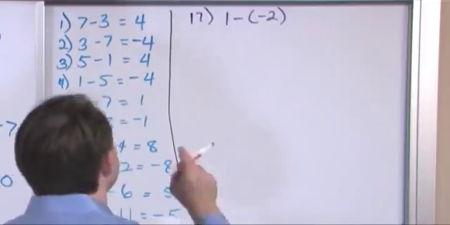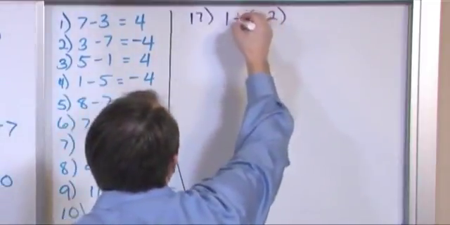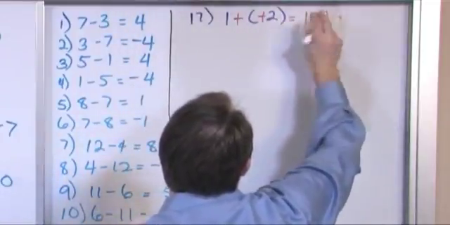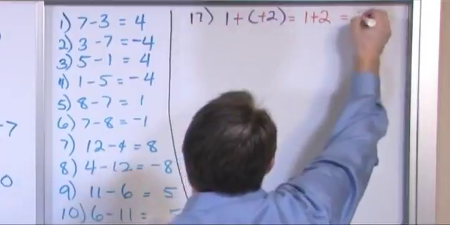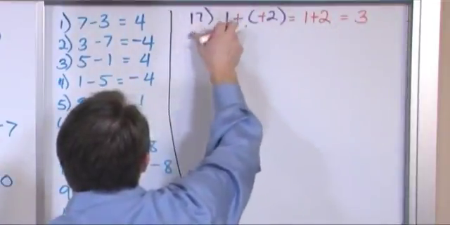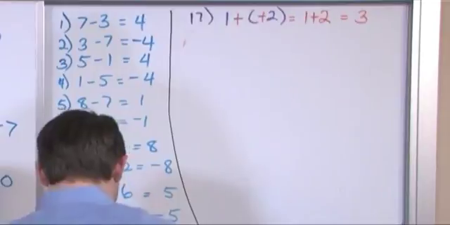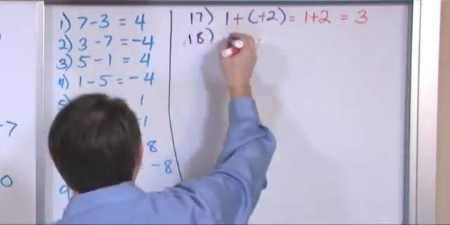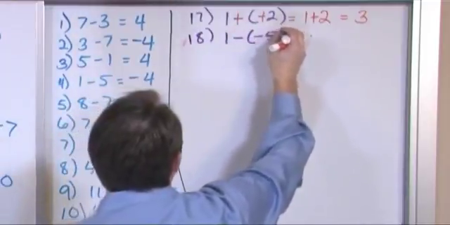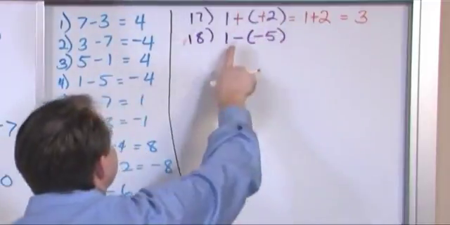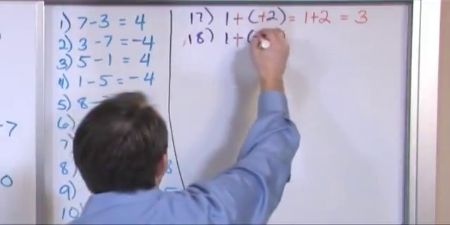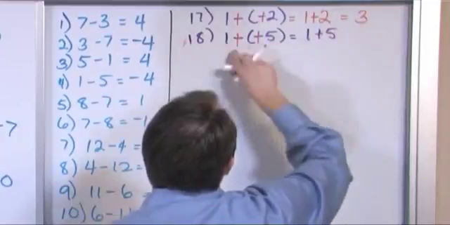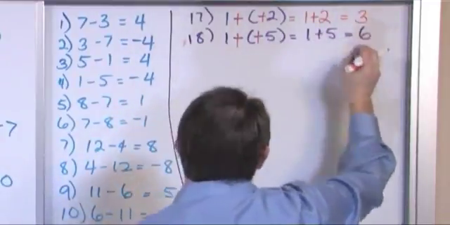Well, because we have subtracting a negative sign, we're basically going to add the opposite. So this is going to be 1 plus 2, because you have a plus now, and that's going to equal 3, positive 3. Now, let's say for number 18, we have 1 minus a negative 5. So we have subtracting a negative, so we add the opposite. And so what we're going to have is 1 plus 5, because this is now plus, and that's equal to 6.